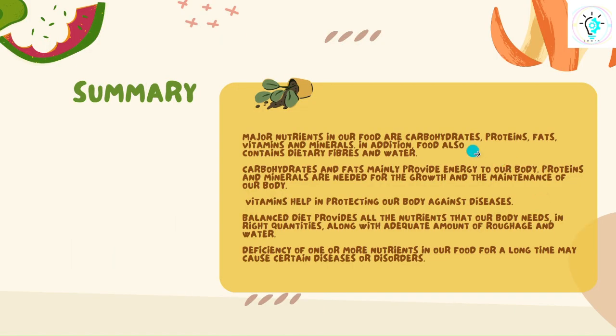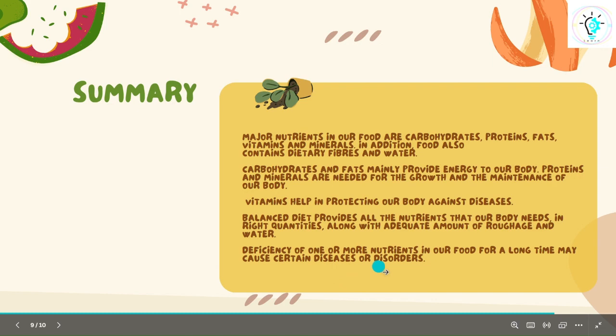So in summary, we can say that the main nutrients present in our food are carbohydrates, proteins, fats, vitamins and minerals, and in addition dietary fibers and water. Carbohydrates and fats mainly provide energy to our body, and proteins and minerals are needed for the growth. Vitamin protects our body against diseases. Balanced diet, that is nutrients in the correct amount, is needed along with roughage and water. And deficiency of one or more nutrients in our food for a long time may cause deficiency diseases or disorders.